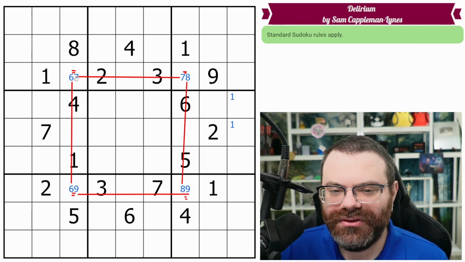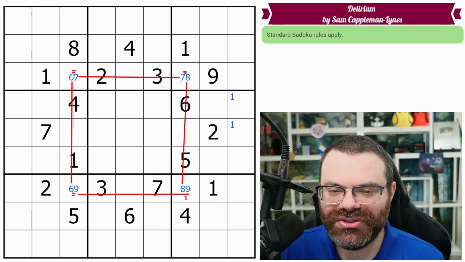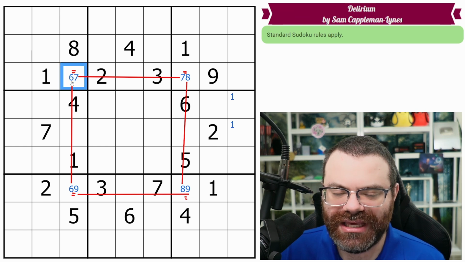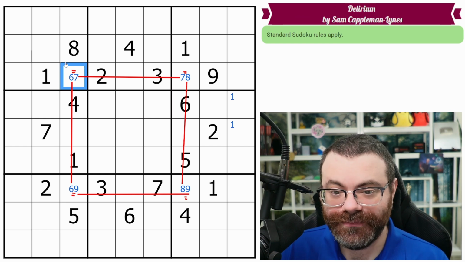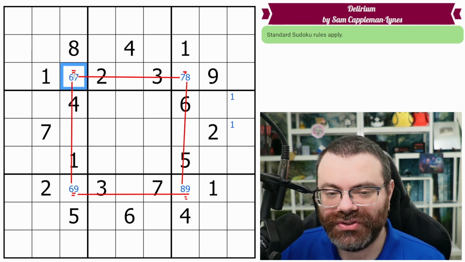So there we go. And the rigor is telling us, hey, we can start with a strong link and then go all the way around and end on the same candidate with a weak link. And when that happens, that is called a continuous nice loop. Because we start with a strong link, we end with a weak link.